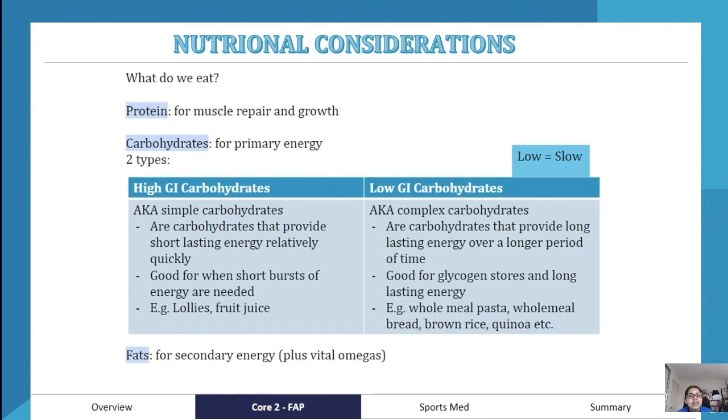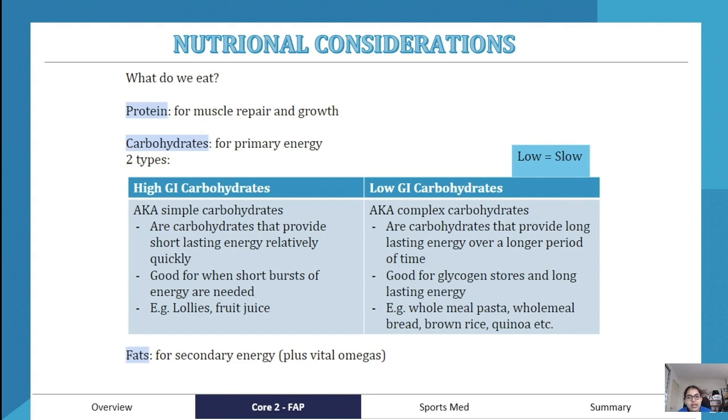Now, what do we eat? Nutritional considerations. Firstly, we've got protein. Protein is used for muscle repair and growth. Carbohydrates are a primary source of energy, and there are two types of carbohydrates: high GI carbohydrates and low GI carbohydrates.